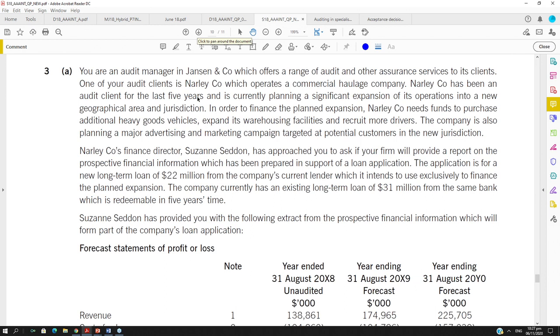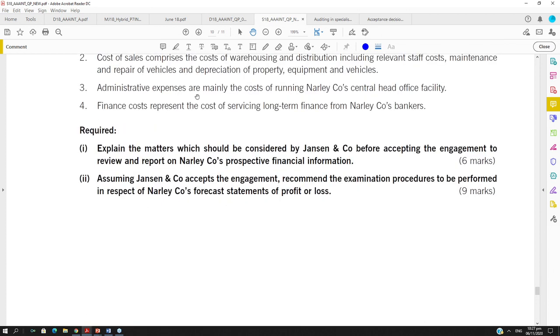Okay, now look at question number 3 and go down and look at the requirement. Can you just read this requirement I highlighted in orange? This first one. Just give me 1 minute. Can you just read this requirement number 1 for 6 marks? In orange.